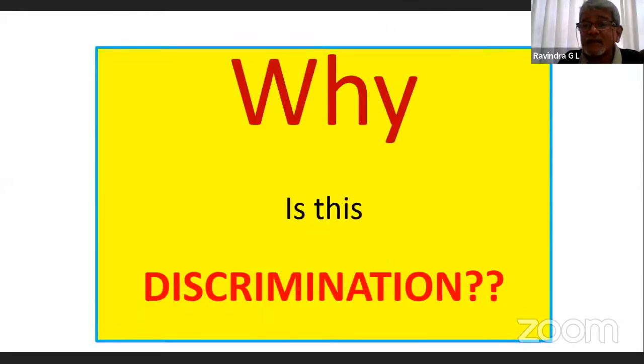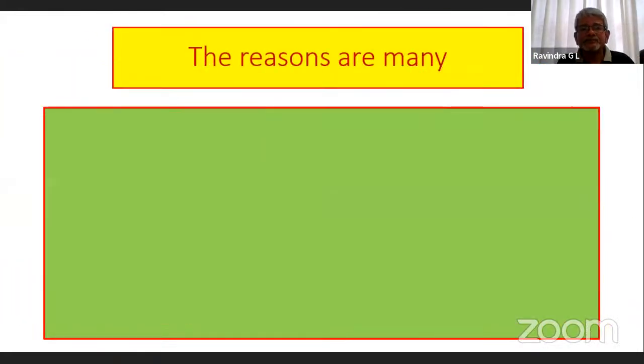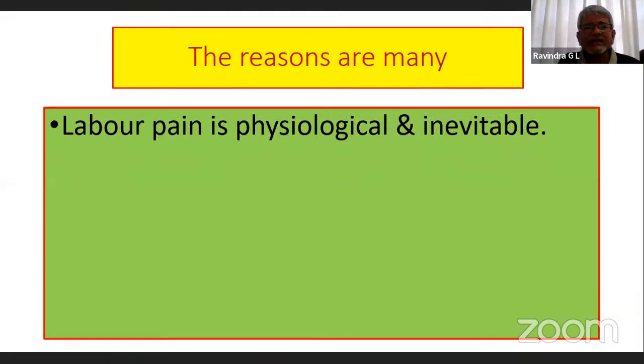Now, why this discrimination? The reasons are many. Number one reason is that labor pain is physiological and inevitable. When I say inevitable, I only mean this. A lady who has reached term goes into labor. Now, she has to deliver. She has no choice. Once she is in labor, she has to deliver. The labor pain ends with delivery only. She cannot postpone it for some reason. That is why I say this is inevitable pain.